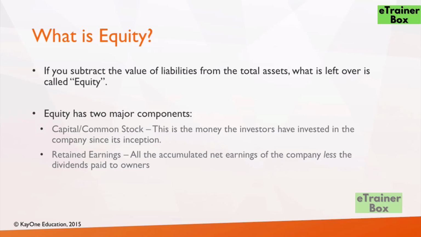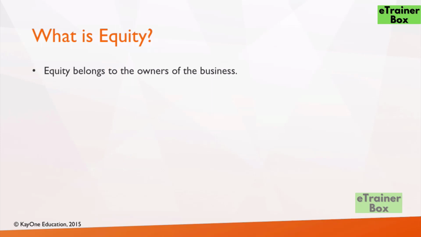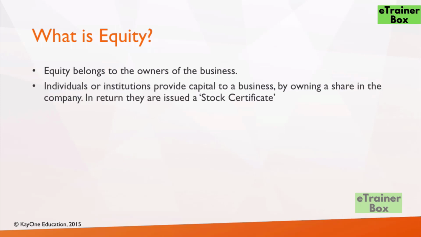One is the money that is invested in the business, and two, the profits that are made out of the money that is invested in the business minus the dividends that are paid to the owners. Let us understand this. Equity belongs to the owners of the business. Individuals or institutions can provide capital to a business by owning a share or a stock in a company.